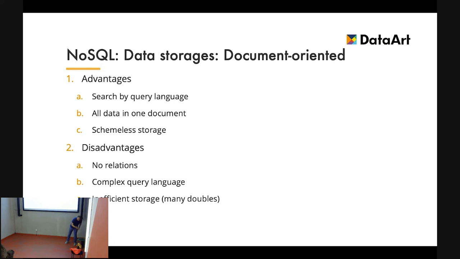What about advantages and disadvantages? Advantages. Document-oriented storage provides a query to search. It can be an advantage, but all data is in one document. In this way, a document can be very big. For example, Mongo has a limitation of 60 kilobytes for one JSON. It is mostly schemaless storage. It means that you are free to put whatever you want in your document.